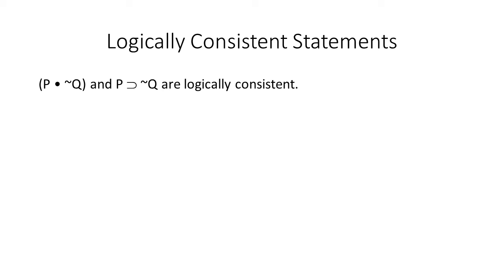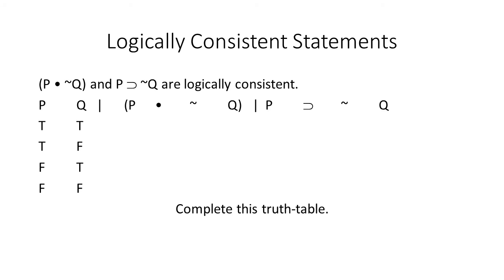All right, so let's prove that P and not Q, and if P then not Q, are logically consistent. Of course we'll do this by constructing a truth table. So build the truth table and solve. Pause me. Right, so this is what it should look like when you set it up.